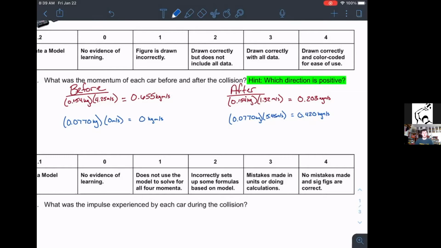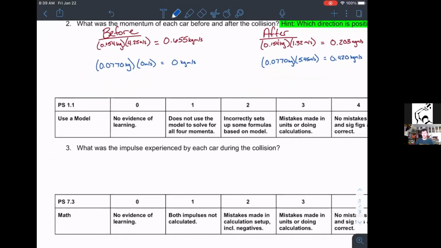If we're finding the change in momentum of each of our cars, we're finding the change from our final momentum minus our initial momentum. So if I'm going to do the blue car first, change in momentum equals the momentum after minus the momentum before. And so that's going to equal 0.420 kilogram meters per second minus 0 kilogram meters per second. And that gives us the change in momentum of 0.420 kilogram meters per second.